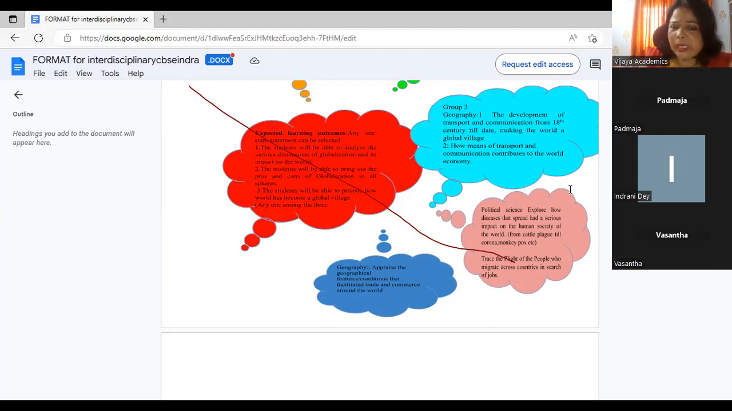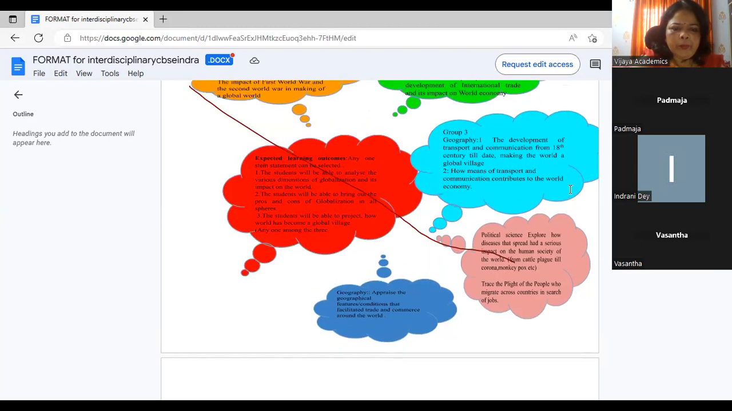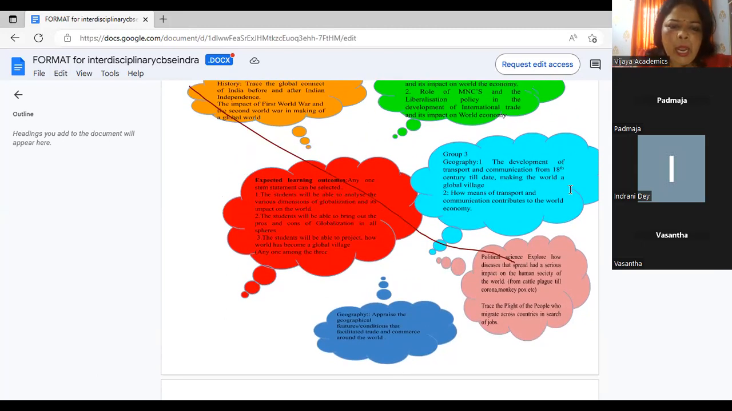What are the expected learning outcomes? Anyone? STEAM statements can be selected. The students will be able to analyze the various dimensions of globalization and its impact on the world. The students will be able to bring out the pros and the cons of globalization in all spheres. The students will be able to project how the world has become a global village, anyone among the three.